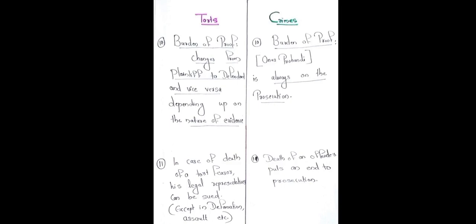Number 11, in case of death of a tortfeasor, his legal representatives can be sued, except in some cases like defamation, assault, etc. But death of an offender puts an end to prosecution in cases of crimes.